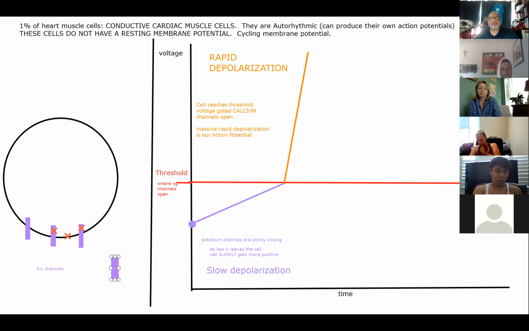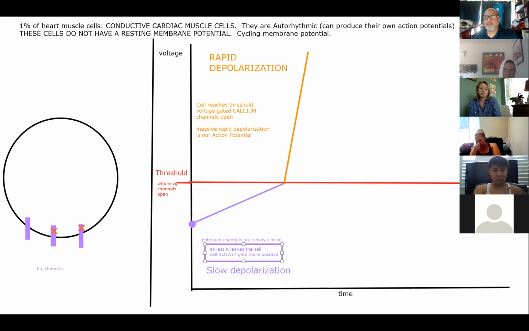So erase that and erase that. Perfect. So all that's happening during the slow depolarization is that we are getting less potassium leaving because potassium channels are closing. And I know it's a little tricky because I haven't told you what kind of potassium channels and I haven't told you why they're closing, but we're about to get to that.